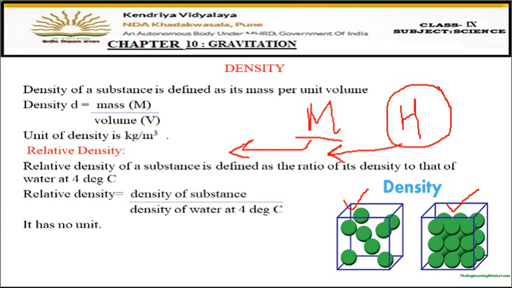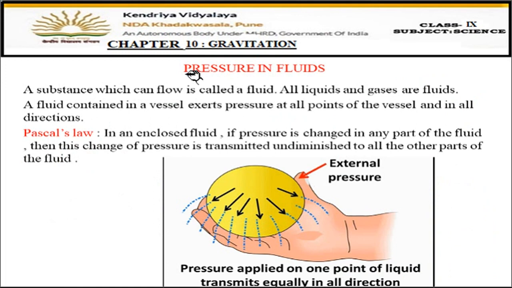Okay. Now, next one is pressure in the fluids. So what are fluids now? Fluids are liquids and gases. Liquids and gases together are called the fluids. Or you can say that any substance which can flow is called a fluid. Now if that fluid is contained in a vessel, that means there is a vessel and you have put the fluid inside, then what happens? This fluid will exert pressure at all the points of the vessel.